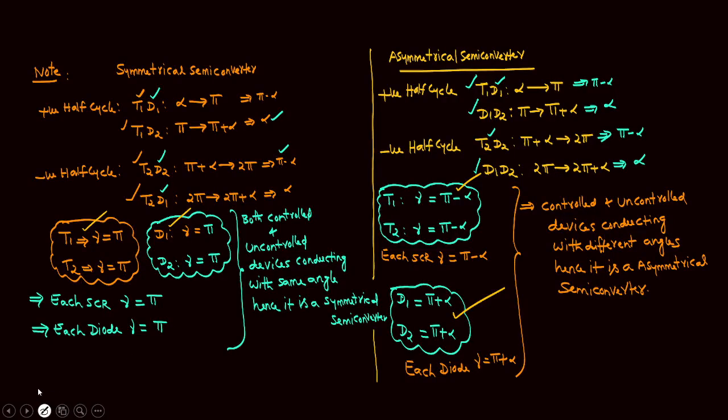In symmetrical semi converter, each thyristor conduction angle is how much? Pi. Each diode conduction angle is also pi. That is, both controlled and uncontrolled devices are conducting with the same angle. That's why it is a symmetrical semi converter. But you see in asymmetrical semi converter, each SCR conduction angle is how much? Pi minus alpha. Each diode conduction angle is how much? Pi plus alpha. Is it the same conduction angle? No. Controlled and uncontrolled devices are conducting with different angles. That's the reason why it is an asymmetrical semi converter.